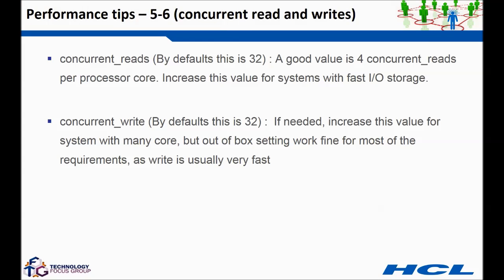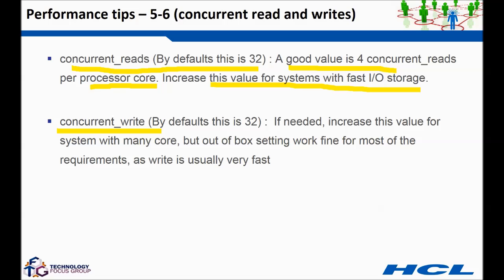So next set of performance tips are related to concurrent read and write operations. Concurrent read is one setting which is by default 32. A good value is 4 concurrent reads per processor core. So depending upon how many cores you have, you can use it as a generic guideline: 4 times the number of processor cores. So increase this value for systems with fast IO storage, or if you have a bigger machine, you can increase it. Concurrent write, by default this is 32.